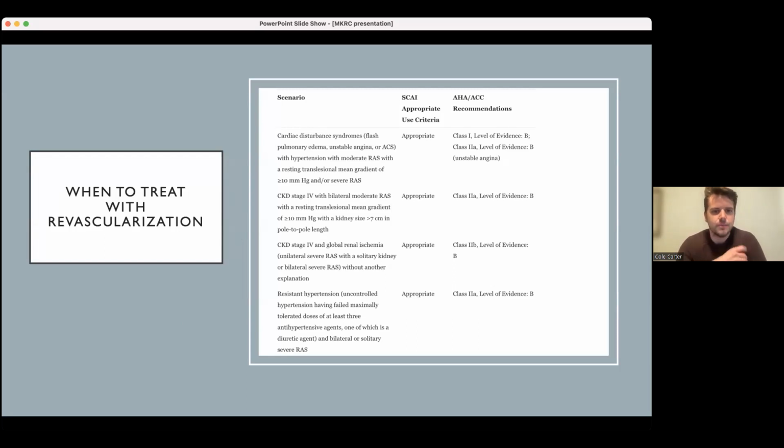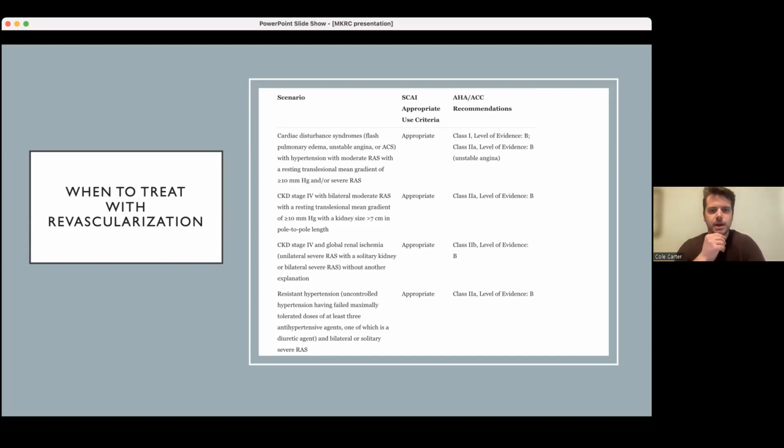And how they did that was they utilized something called the resting translesional mean gradient, and this detected the pressure within the renal artery, and they found that if it was greater than 10 millimeters of mercury, then they had severe renal artery stenosis. So these patients would then qualify for revascularization, but if they didn't have greater than 70% stenosis, then you would want to try medical therapy alone. So going to the top, they're giving different scenarios for patients that would qualify for revascularization.